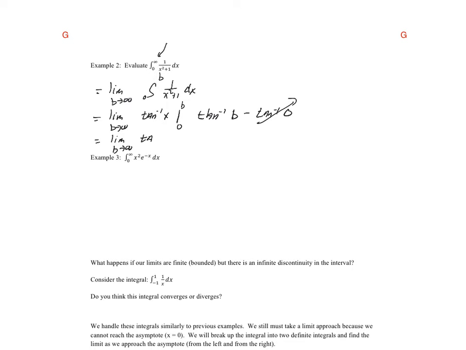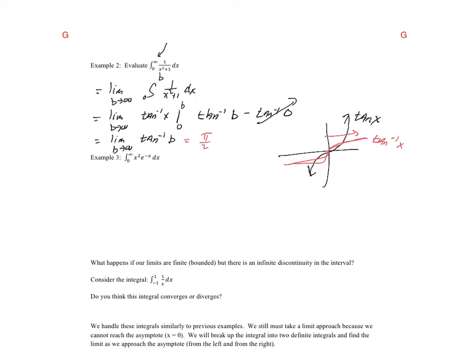So now we are evaluating the limit of tangent inverse of b as b approaches infinity. And you know, like our graph of tangent, our graph of tangent inverse is going to be reversed around. So then as we approach infinity here, we're approaching pi halves.